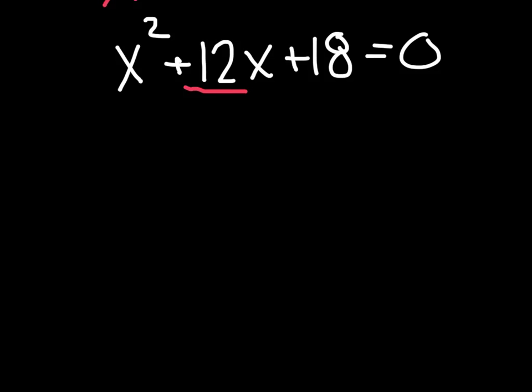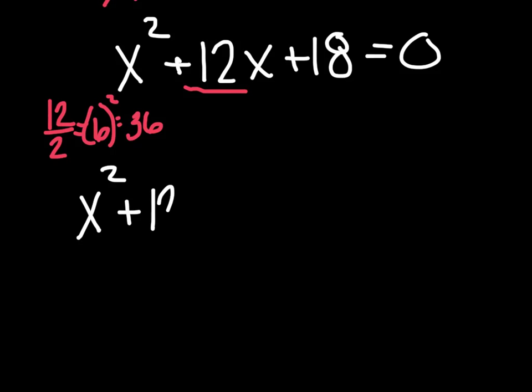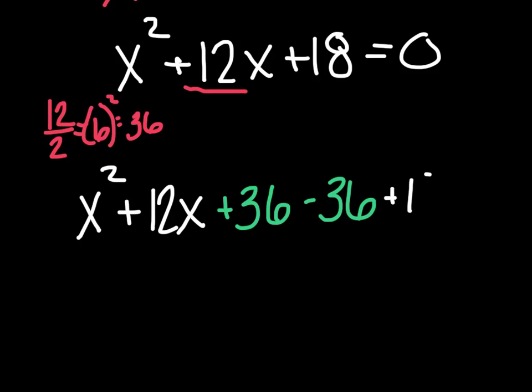Take that middle term, cut it in half. 12 divided by 2 is 6. Square it, and we get that 36. All right, let's carefully put her in. x squared plus 12x, add it and subtract it. And then let's keep that plus 18 equals 0.